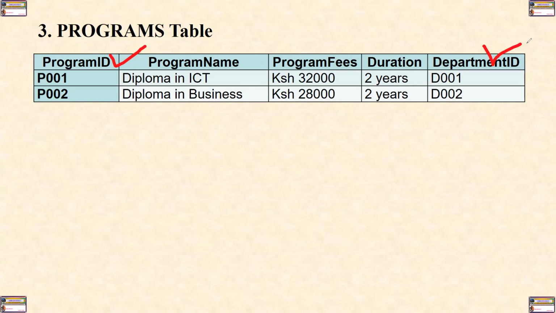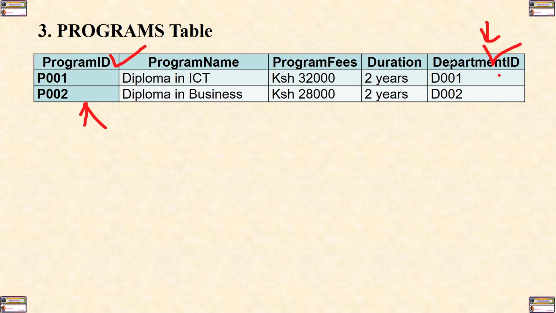P002 is diploma in business. And for the purposes of showing that a program is being offered through a department, we have added a field here called department ID. Note this. Program ID is the primary key for identifying each record uniquely. Then we have added another field for the purposes of linking, showing that the data in this table has a relationship with information in another table.